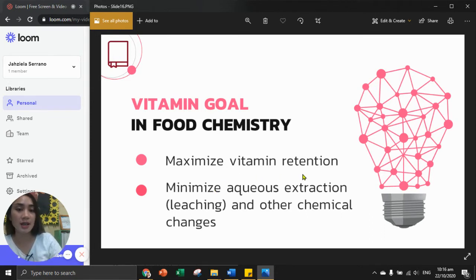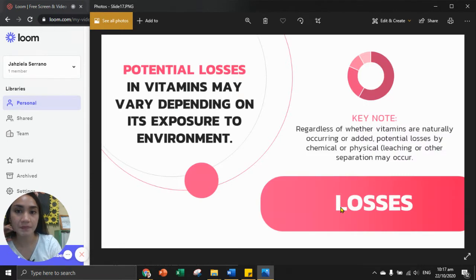So, this extraction, this leaching, is part of a physical change of a food, no? Specifically in fruits and vegetables. And this one, other chemical changes such as acidity and basicity, pH level, etc.